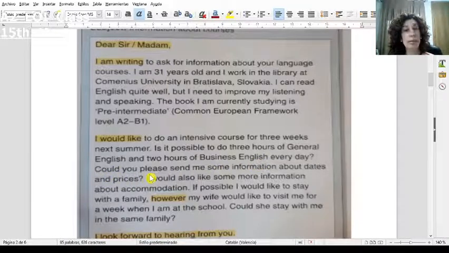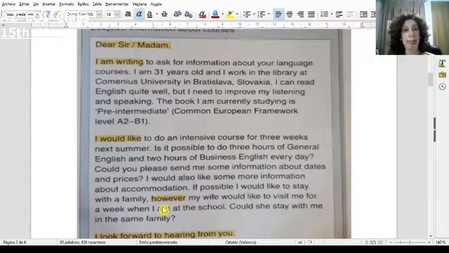Could you please, esta es la manera de demanar, could you please, podría por favor, could you please send me some information about dates and prices? No digo, when does it start? When does it finish? No, eso no es formal. Could you please send me more information about dates and prices? I would also like some information about accommodation. If possible, I would like to stay with a family.